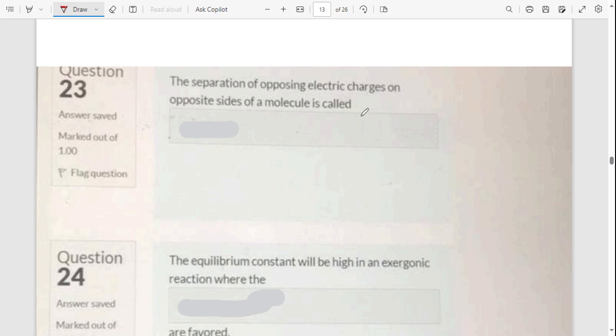The separation of opposing electrical charge on opposite sides of a molecule is known as polarity. When you have a molecule where one end is positive and the other end is negative, that is known as polarity.